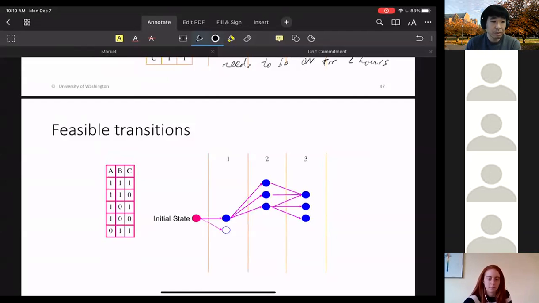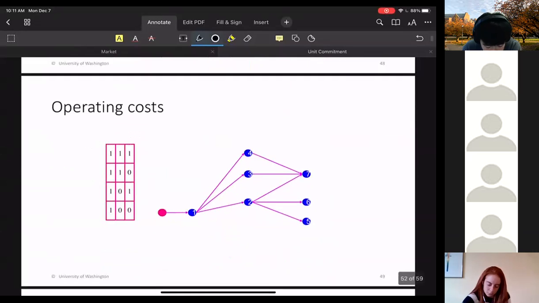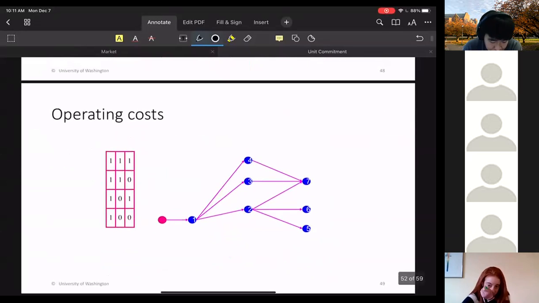Okay, so once we rule all this out, then we have possibilities, right? Then we have all these feasible options. So the way we solve our problem is we're going to look at every one of them. These are all the possibilities that we have.